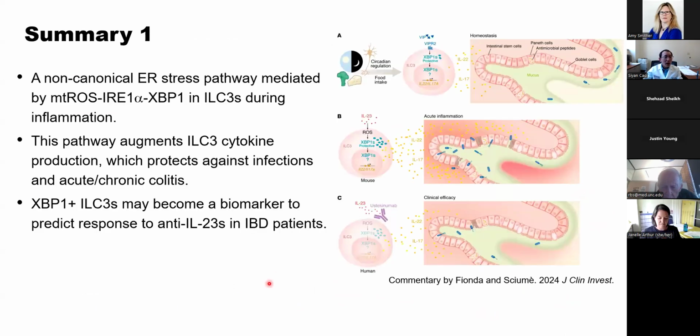So just to summarize what I talked about in this project, we identified a non-canonical ER stress pathway that is mediated by mitochondrial loss, IL-1 alpha, and XBP1 in ILC3s during inflammation. And this pathway increases ILC3 cytokine production, which protects against infection and both acute and chronic colitis. And we think XBP1-positive ILC3s may become useful biomarkers to predict the response to anti-IL-23 therapies in IBD patients in the future.